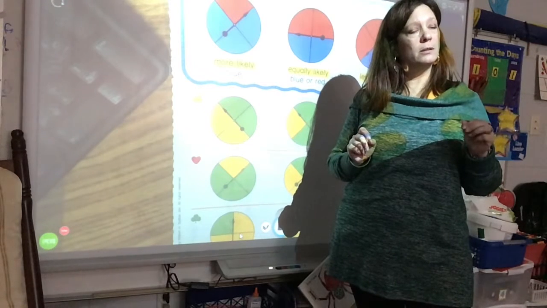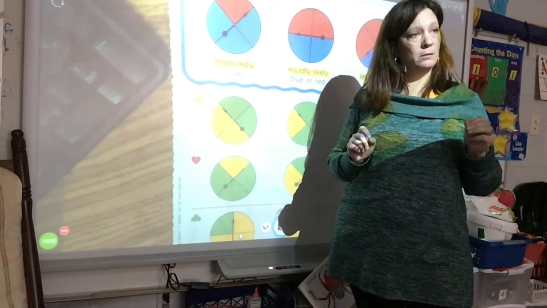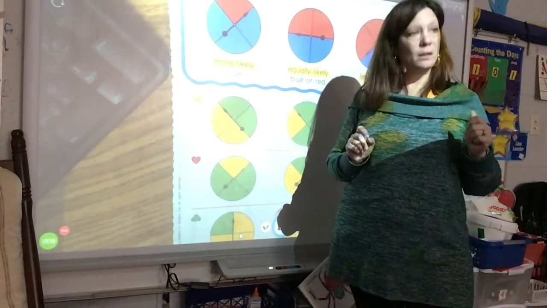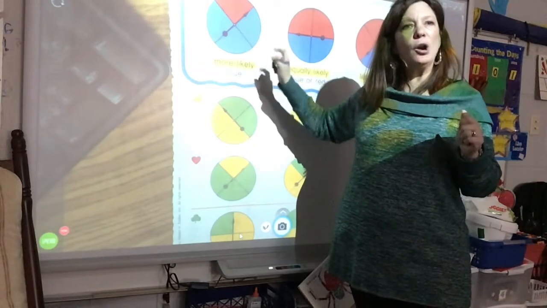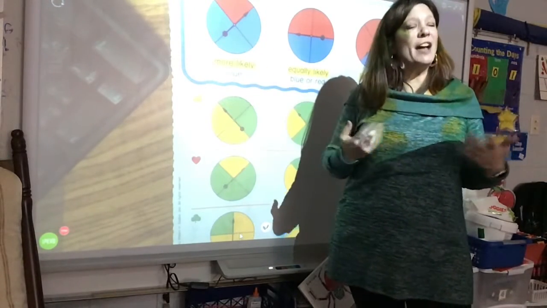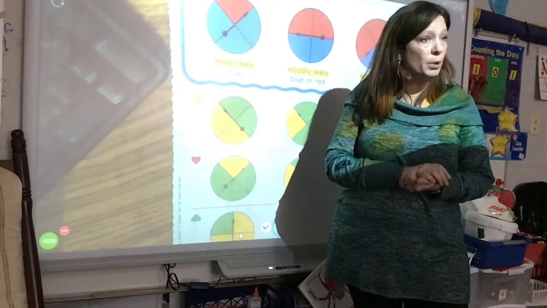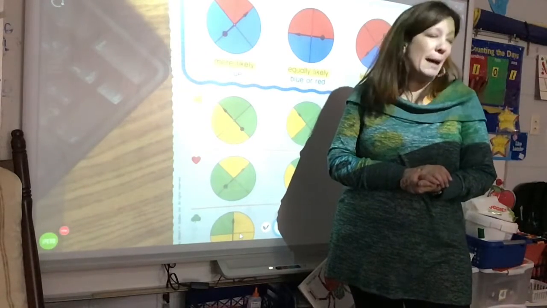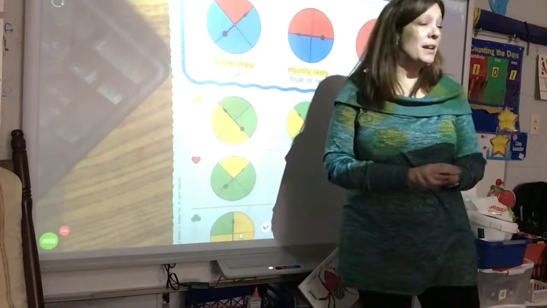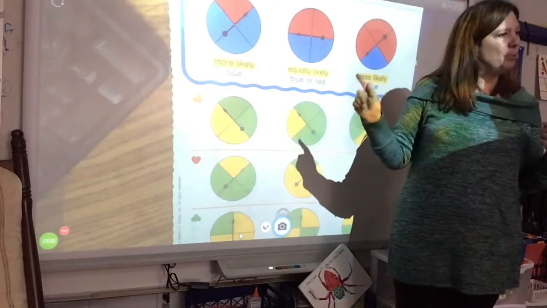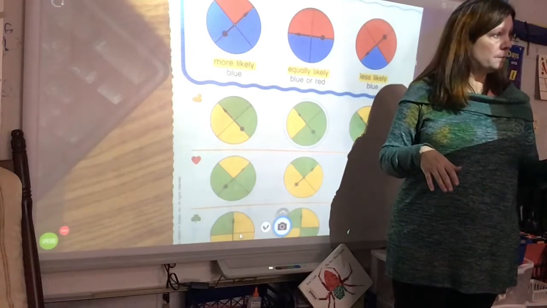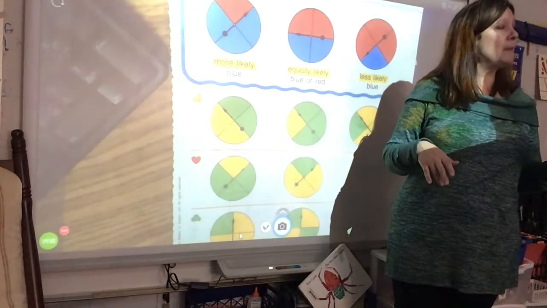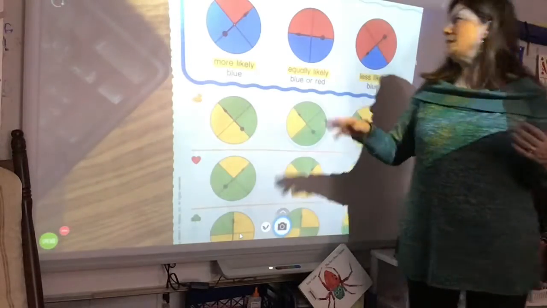Well, the reason why it's not the same is because there's only one red, but there are three blues. So I would have more chances to flick it on blues, wouldn't I? Now, I might get a red, but I'm going to be more likely to get blue because there are more blues. Do you understand that part? Yes.